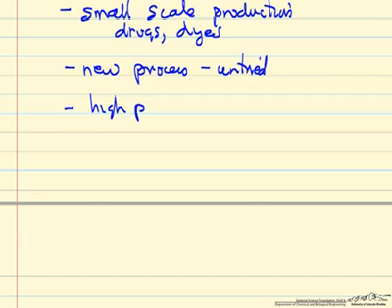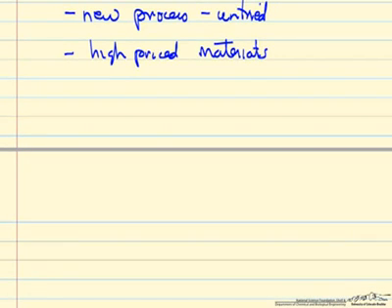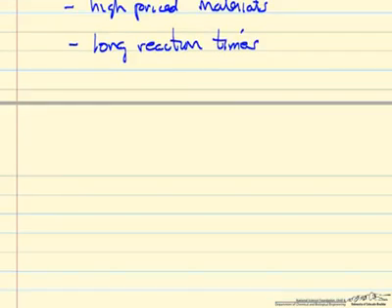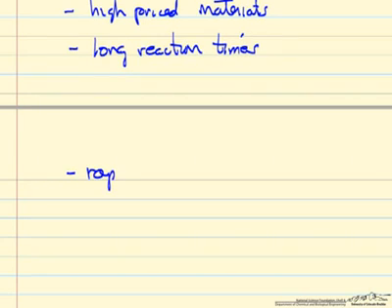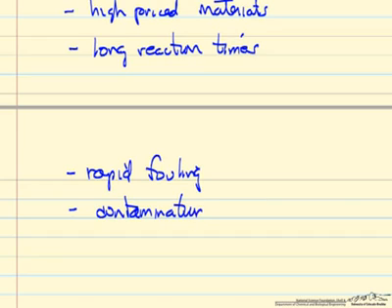For very high priced materials, we may not need to make very much. Also, they're quite valuable. If we have long reaction times, then it's possible to have the batch reactor running more easily for long residence times. If we have the possibility of rapid fouling, and so we need to be able to open the system to fix that, or similarly if we have the possibility of contamination that can destroy the products, sometimes in fermentation, this can be an issue.